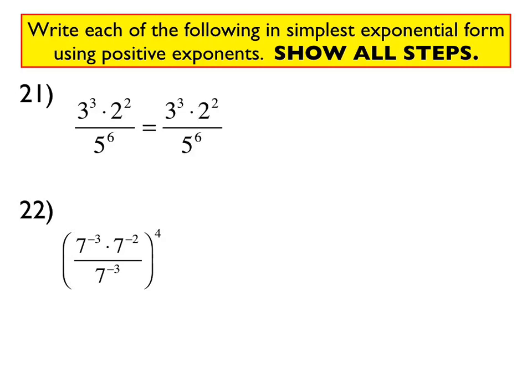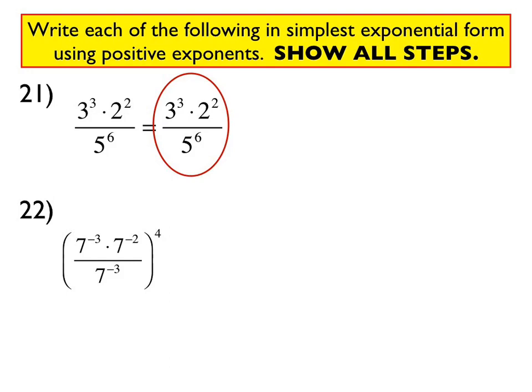Number 21. Now notice we have different bases here. Therefore, the answer is 3 cubed times 2 squared times 5 to the 6th. If we had the same exponent somewhere along the line, we could have done something with that, but we don't. Bases are different, and all the exponents are different.